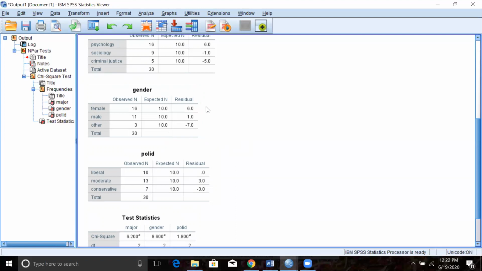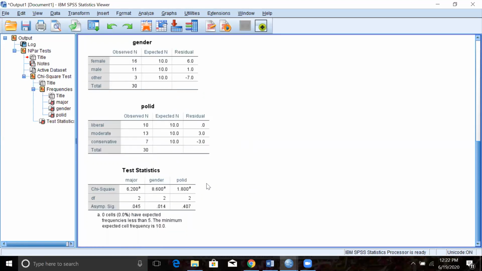Most people affiliate as male or female, so we're not necessarily going to expect equal n's or sample sizes in these three different groups, but at present, that chi-square is significant, indicating, again, an overrepresentation of women and underrepresentation of other. This last chi-square for political identification, chi-square 1.8, p-value of 0.407, so that's not significant.